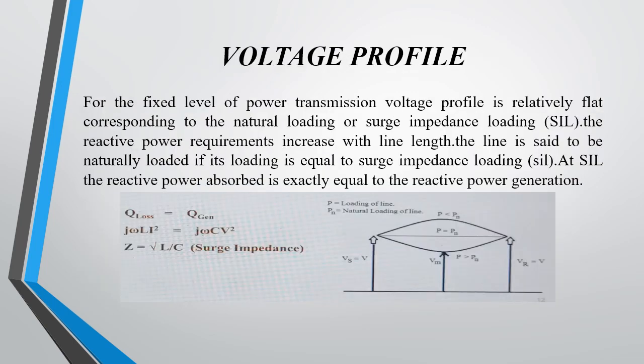Then what is voltage profile? For a fixed level of power transmission, the voltage profile is relatively flat corresponding to the natural loading or surge impedance loading. The reactive power requirement increases with line length. The line is said to be naturally loaded if its loading is equal to surge impedance loading. At surge impedance loading, the reactive power absorbed is exactly equal to the reactive power generation.